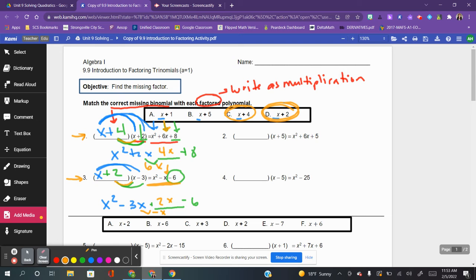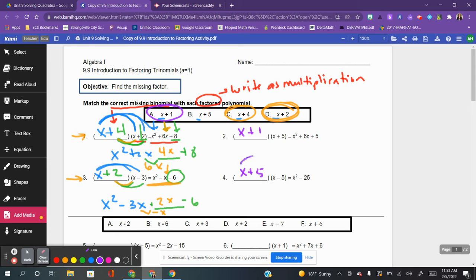All right, you guys got to figure out what goes in 2 and 4. We're going to press pause for the video and see what you can do. Okay, so you should have x plus 1 times x plus 5 gives you x squared plus 6x plus 5. So that was option A. And then you should have x plus 5 times x minus 5 gives us x squared minus 25.